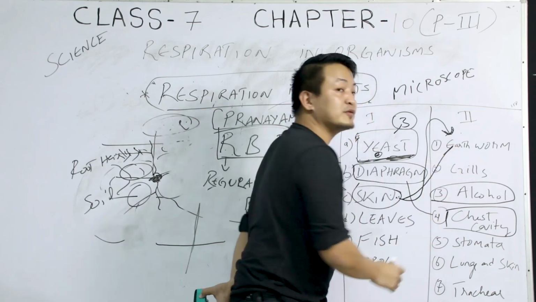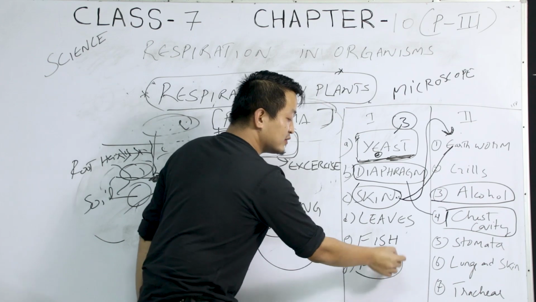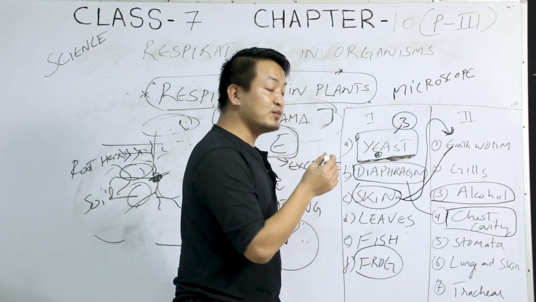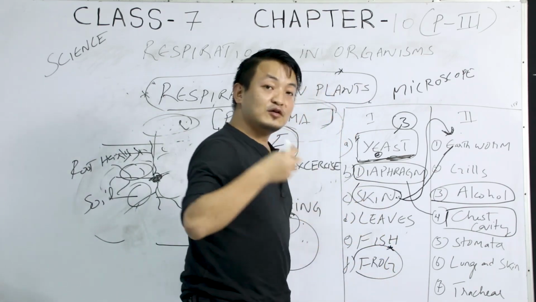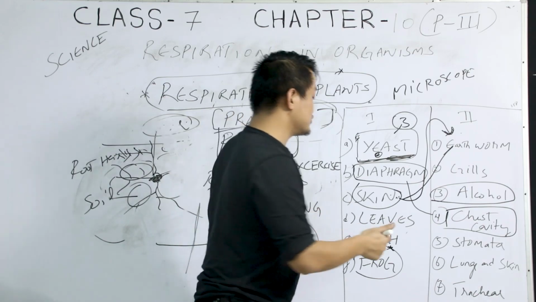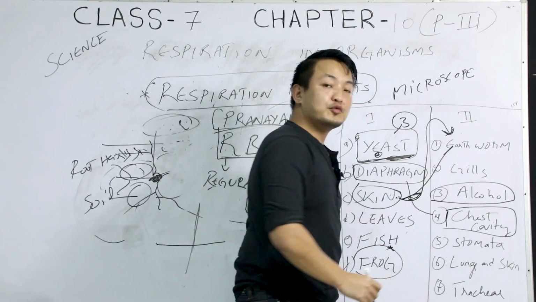Skin would be earthworm. Now, you might get confused with the frog, okay? But frog, though it has a moist skin, since it also has lungs, okay? It has a pair of lungs like a human being. So for the skin, the right answer would be earthworm.